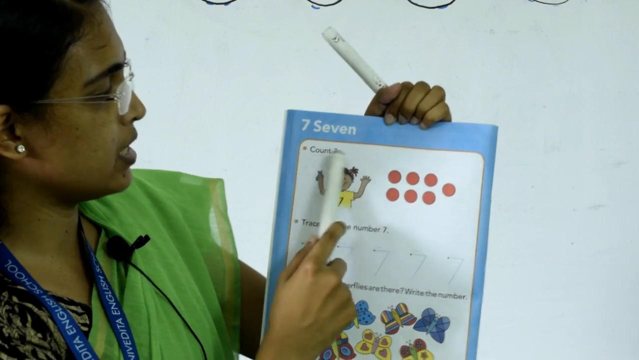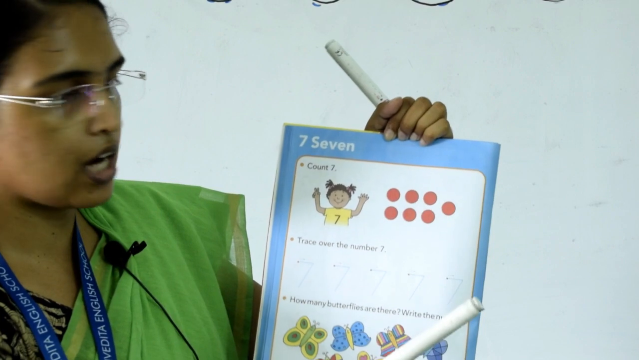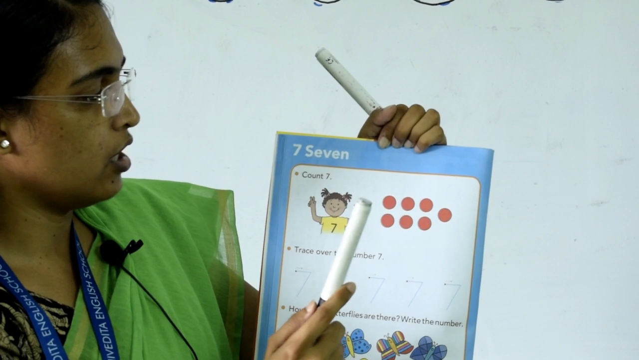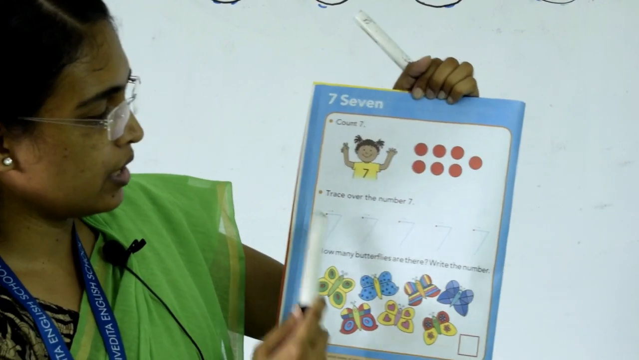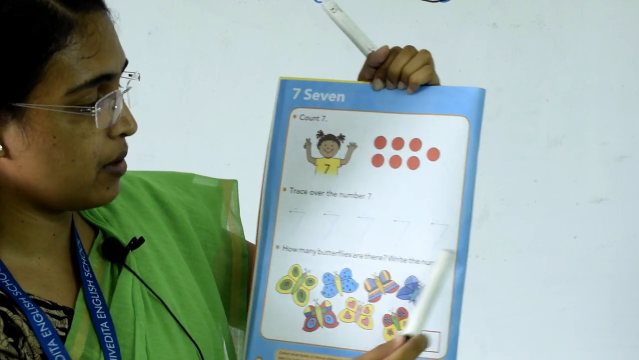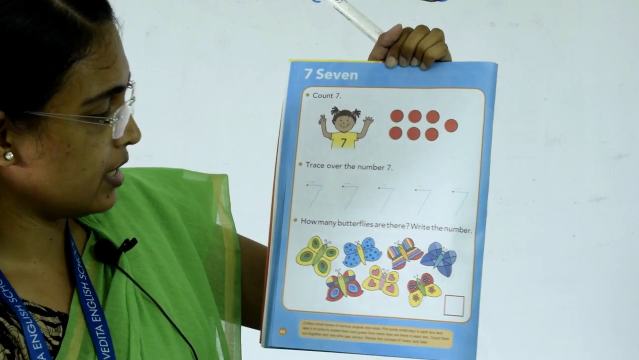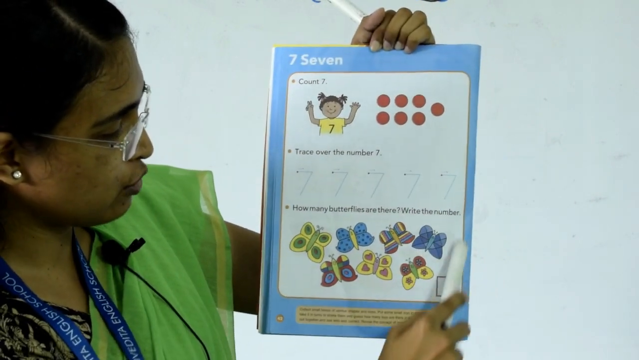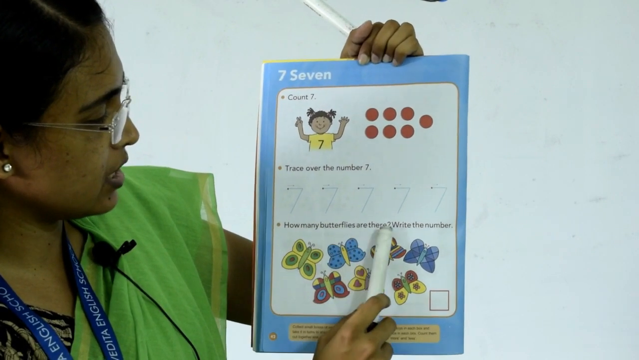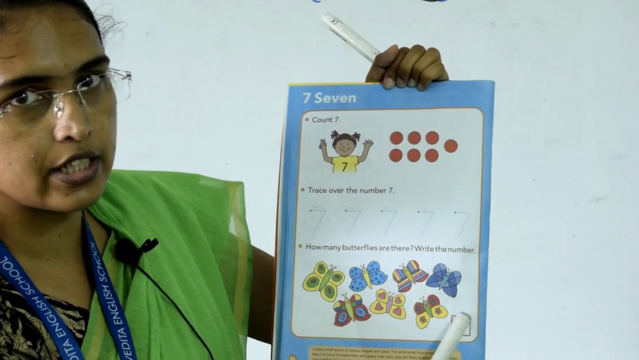Now which number is this? This is number 7. Now can you see these dots? Let's count together: 1 2 3 4 5 6 7. There are 7 dots, right? So after this, what is written here? Yes, this is number 7, and what do we have to do? We have to trace the number 7, right? And after this, how many butterflies are there? Write the number. We have to count the butterflies and write the number in this box.